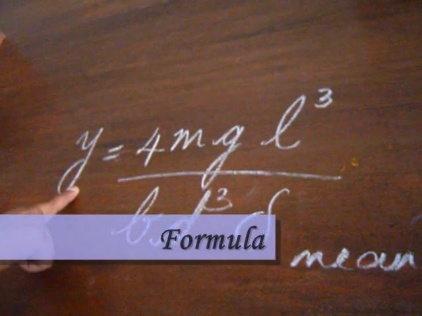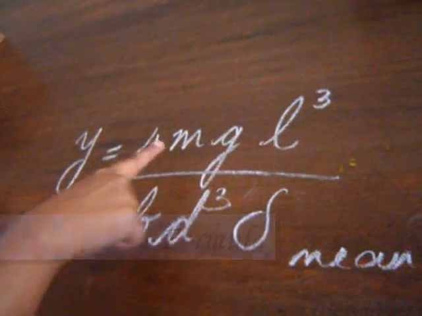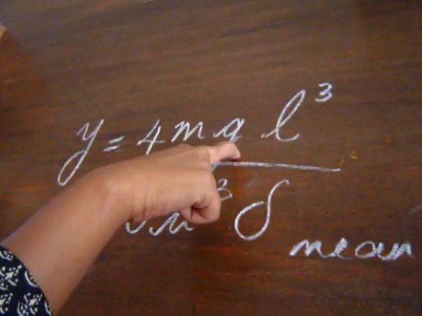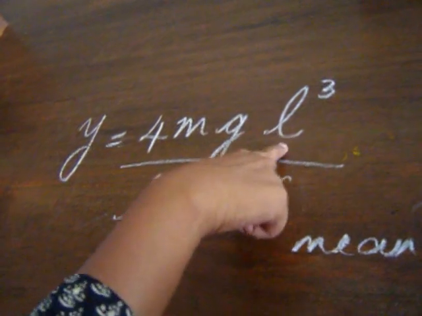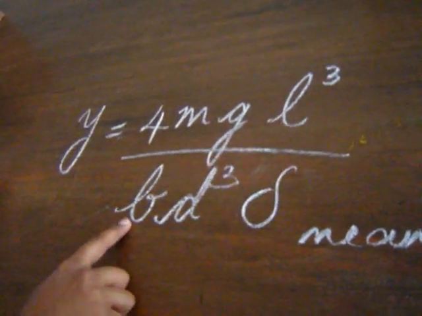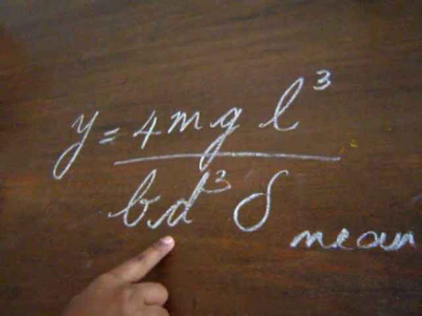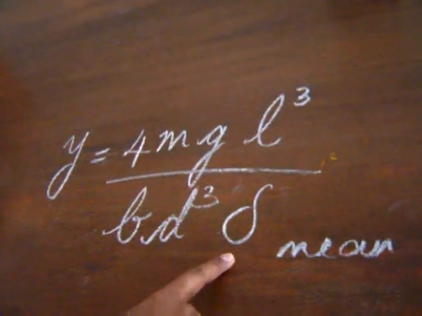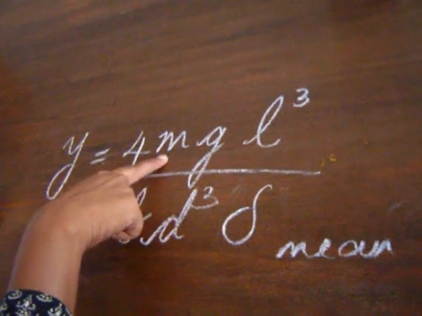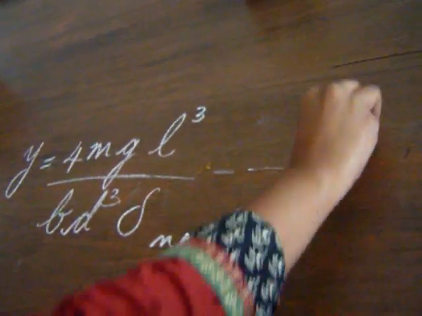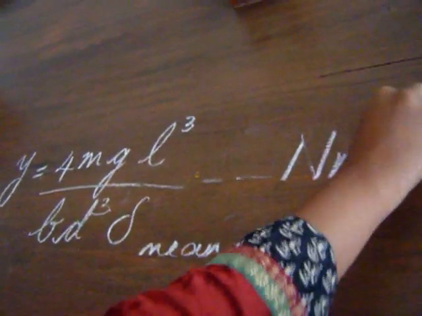Y is the Young's modulus of the material. G is the acceleration due to gravity. L, length of the cantilever. B, breadth of the cantilever. D, thickness of the cantilever. Delta mean is the depression produced for 40 grams. M is mass. Unit: Newton per meter squared.